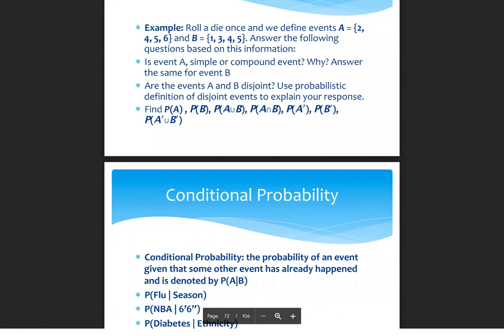In the context of rolling a die, I define two events: A is 2, 4, 5, 6, and event B is 1, 3, 4, 5. Event A and event B.